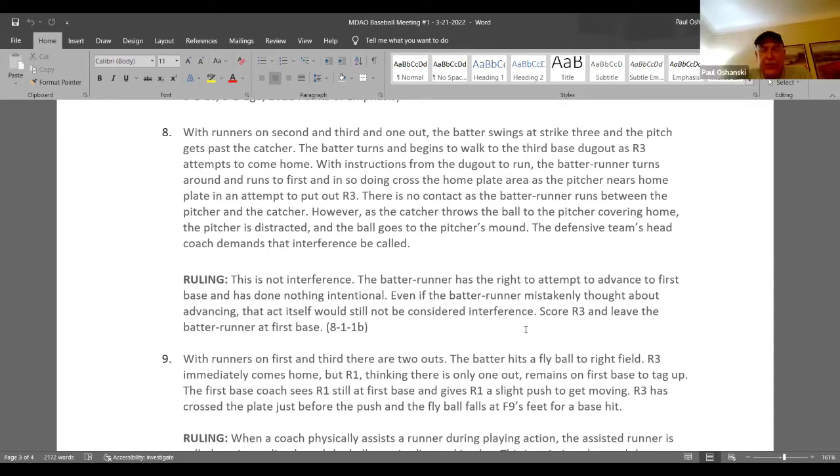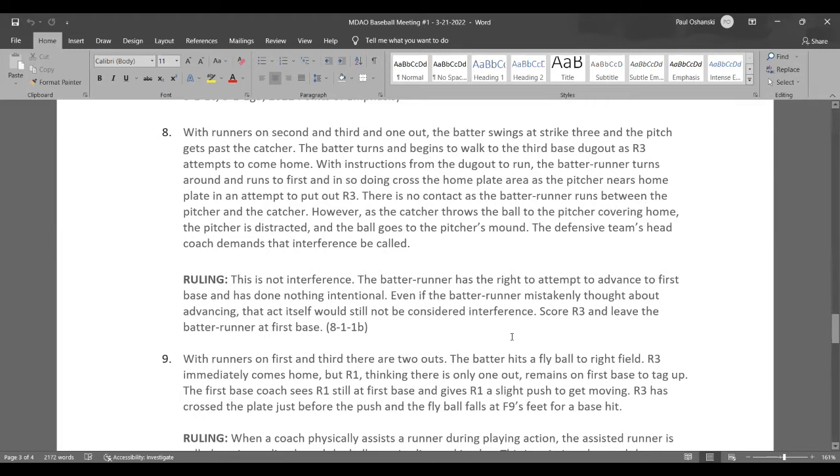This is not interference. The batter runner has a right to attempt to advance to first base and has done nothing intentional. Again, remember, if he does something intentional, we have to penalize it. Don't let anybody get away with it. Even if the batter runner mistakenly thought about advancing, that act itself would not be considered interference. Score R3 and leave the batter runner at first base. Sure, no one's trying to get away with anything. If they're just playing ball and doing what they have to do, or being where they have to be, you can't penalize that.